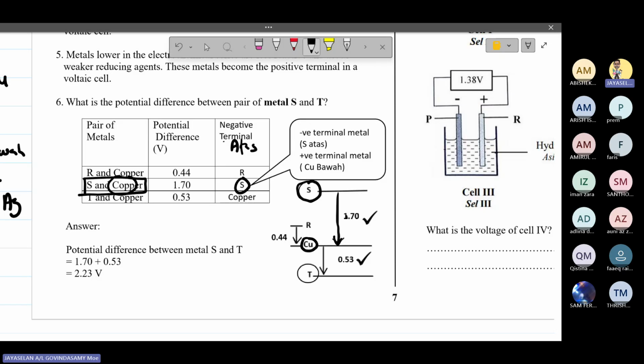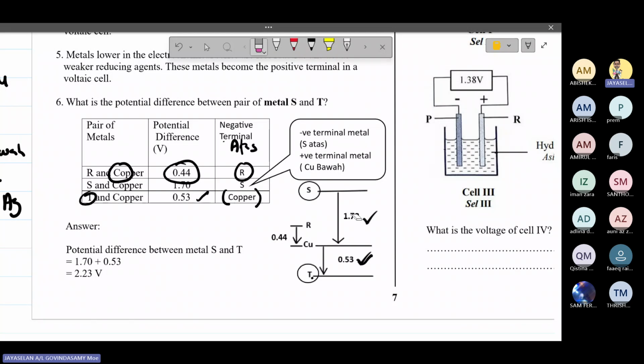Okay, so saya tak faham. Nanti kita buat. You orang just dengar dulu. Okay, so S bawah. Okay, so 1.7. You kena buat. Okay, lepas tu kita ambil yang mana paling kedua tinggi. Ni kan? Okay, siapa atas? Okay, negative terminal copper. Dia dah bagi copper atas. Okay, T bawah. Dia punya value 0.53. Okay, so kamu dah dapat satu lagi, you must construct like this. Okay, and one more last one, 0.44. Siapa atas? R atas. R sudah atas, copper ini bawah, dia punya value 0.44.